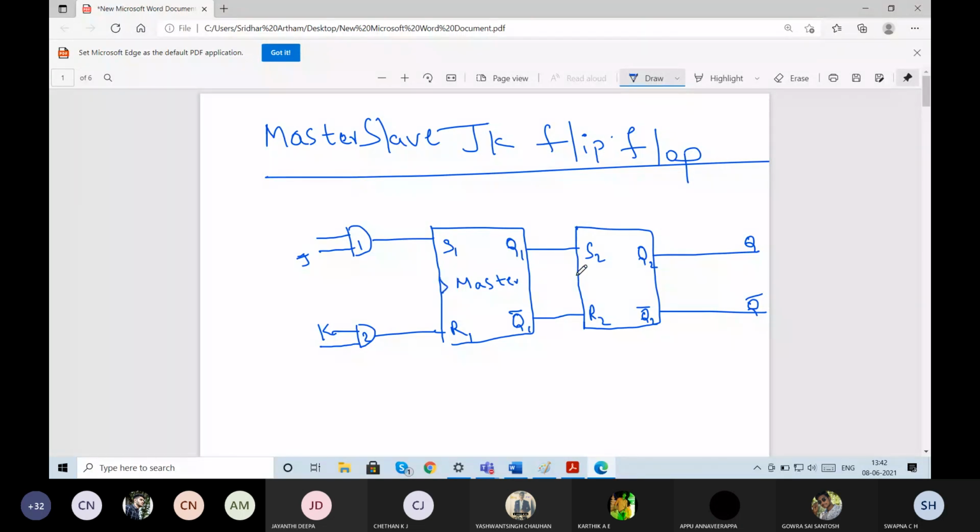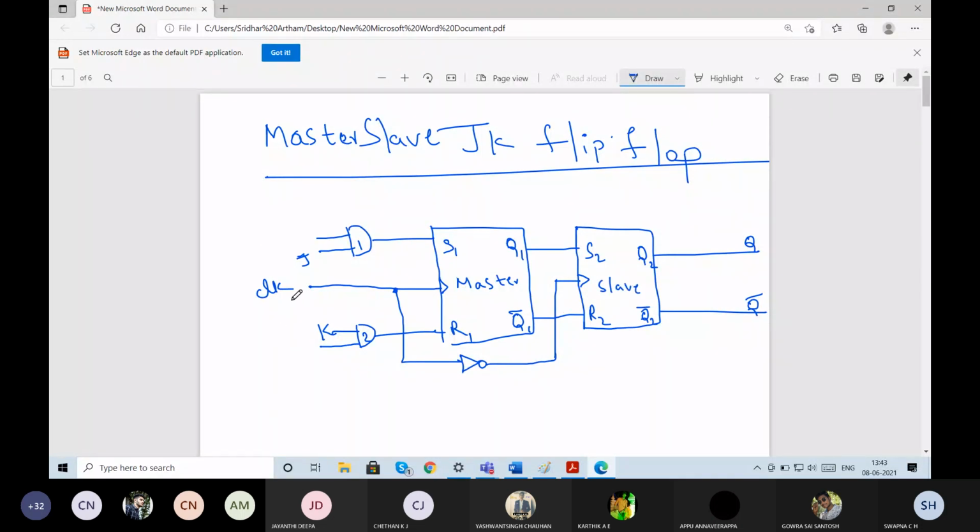So I'll have the triangular symbol here. The clock signal is connected to this directly. Here I'm connecting the clock. The clock is connected to the master and the inverted clock to the slave. From here I'm taking the clock and connecting it to the inverter, and I'm giving it to the slave, connected to the triangle symbol there. This is the slave.